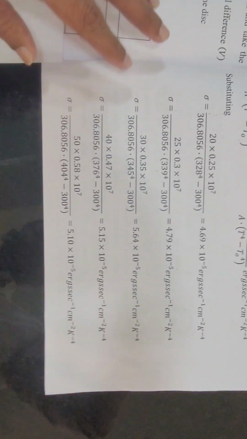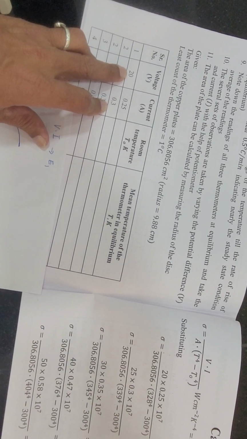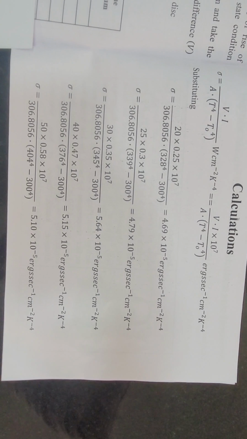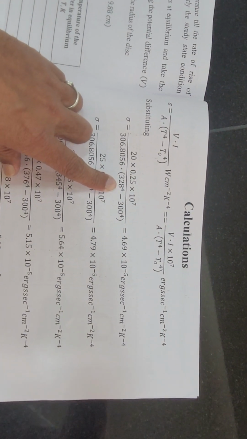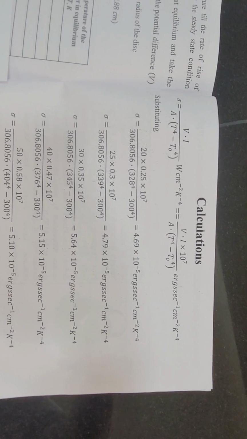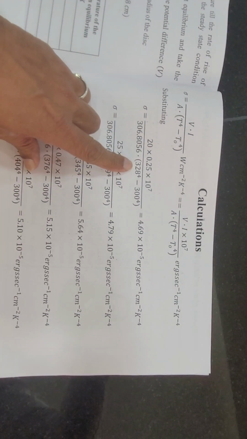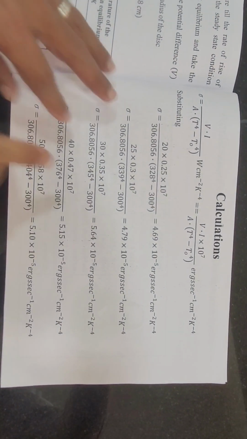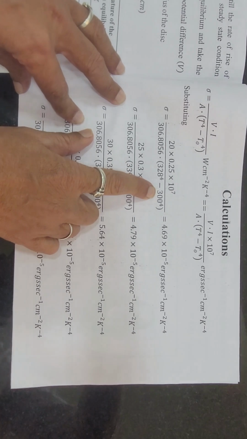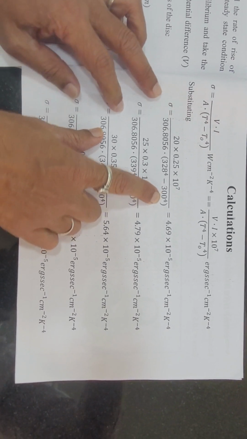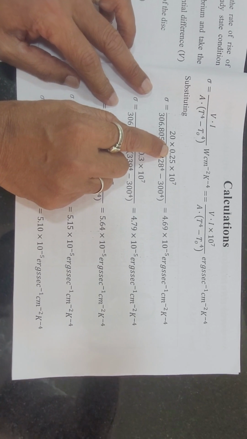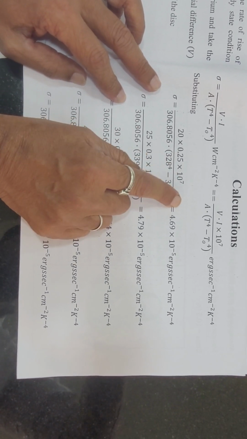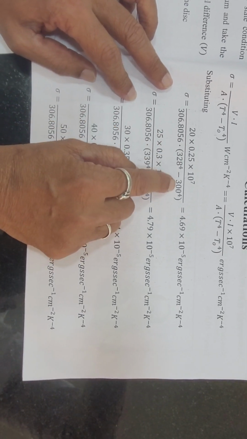For example, in the first experiment, when the voltage is 20 and current is 0.25, the steady state temperature when it becomes constant is 328 Kelvin. Of course, on the thermometer you are going to measure the temperature in degree centigrade. So 328 is Kelvin temperature. In degree centigrade temperature add 273 so that you get Kelvin temperature, and this 300 is the room temperature. So 20 is the voltage, 0.25 is the current, 10 raised to 7 is joules to ergs conversion factor. This is the area of the copper plates, and then this is steady state temperature, and this is room temperature.